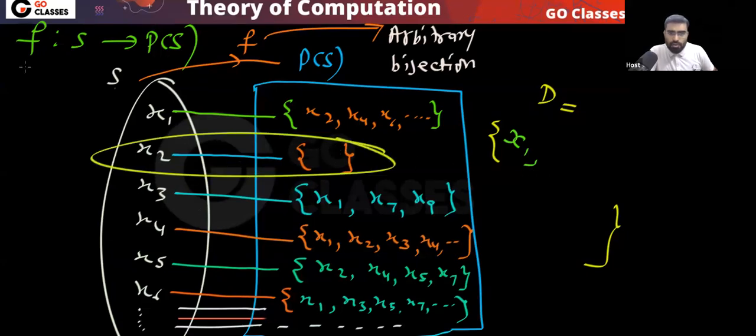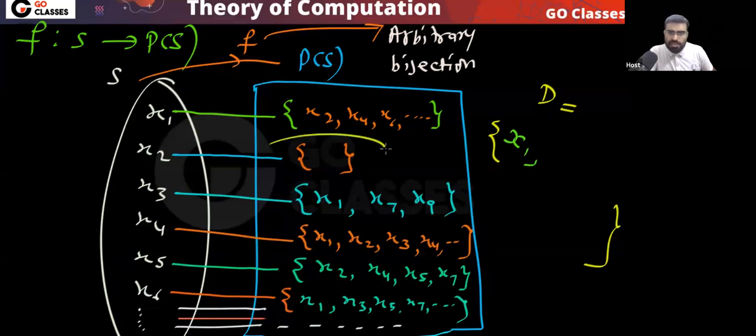Yes. Now tell me what I will do next. Now go to x2. Does the image of x2 include x2? No. So what will I do? I will put x2. Is this clear? Because the image of x2 does not include x2.